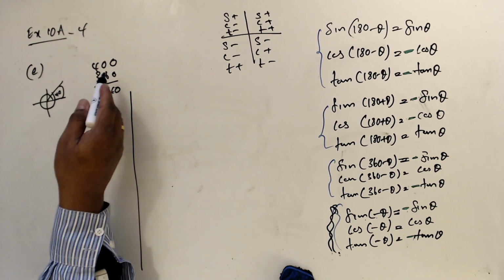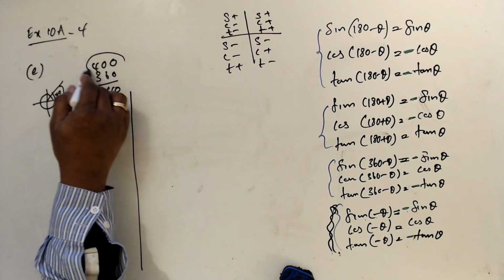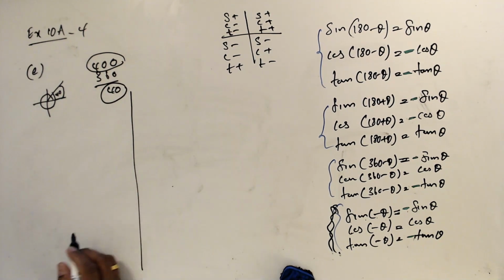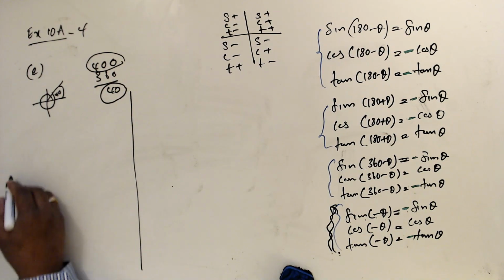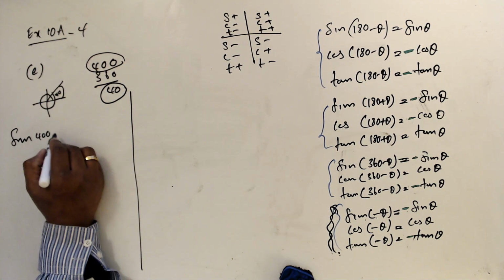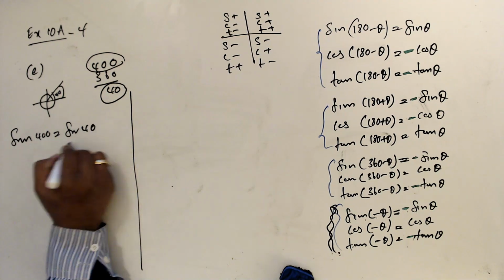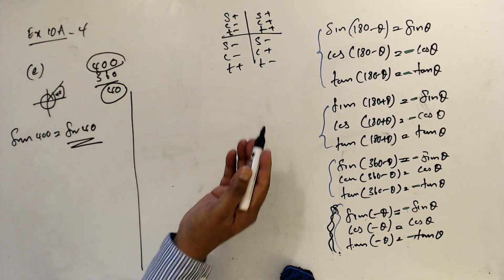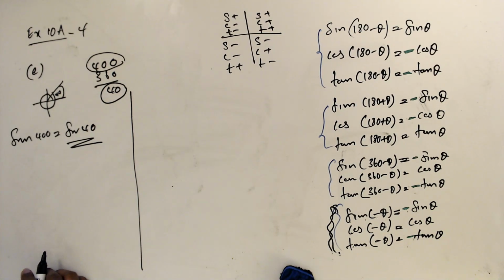So instead of looking at 400, you can look at 40, because both have the same characteristics. Sine 400 means simply you can write sine 40, and it is in the first quadrant, and in the first quadrant sine is positive.